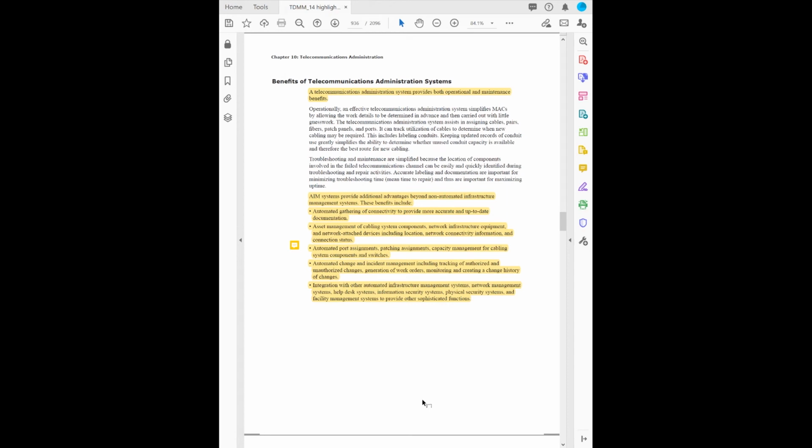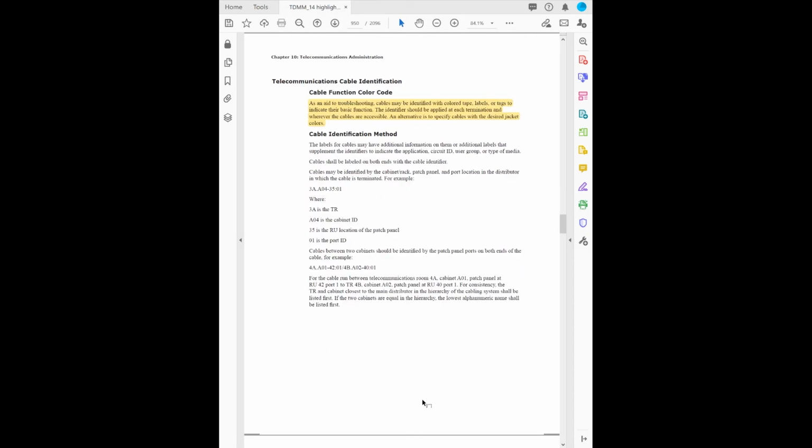If we look at page 2, we'll see there's some new information on AIM systems. Then on pages 16 through 21, there's a new section on identifiers. Then throw in some general reorganization, and those are the changes on chapter 10.